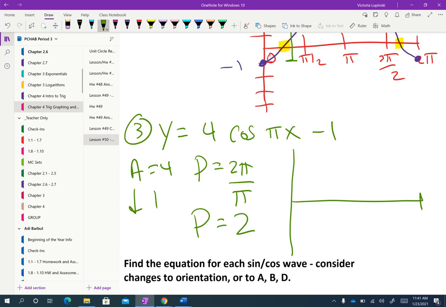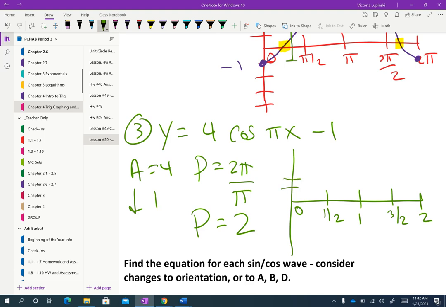So again, we are always starting at 0, at least for the rest of this lesson. And that's because of the fact that there's no left or right movement. So the period starting at 0 and ending at 2 means that halfway between would be 1. And then halfway between that would be a half, which would mean that 3 halves would finish your 5 key points.